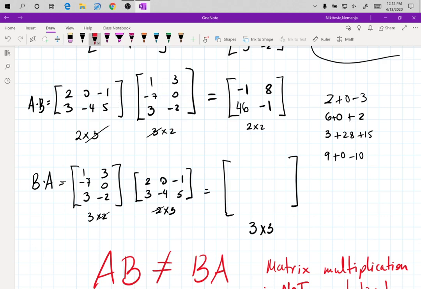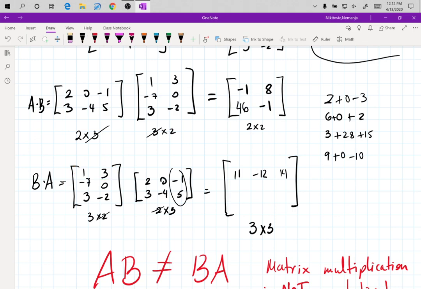All right, so I have a row onto a column. So that's 2 plus 9 gives us 11. Then move 1 over. That gives us -12. Then move 1 over. That's -1 plus 15 gives us 14. So that was the first row into all 3 columns.